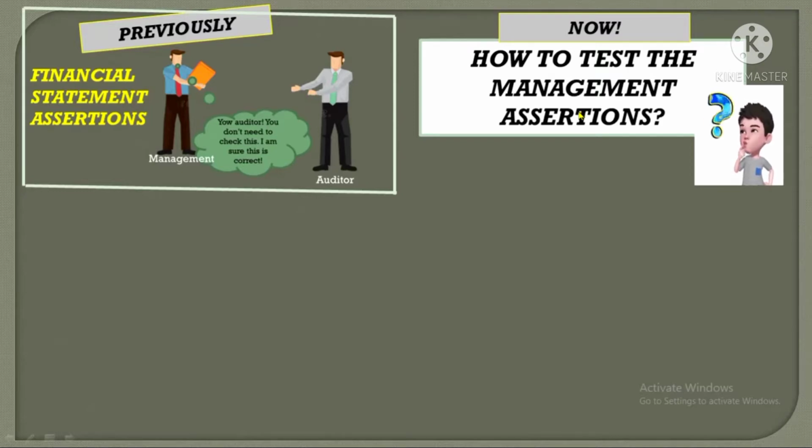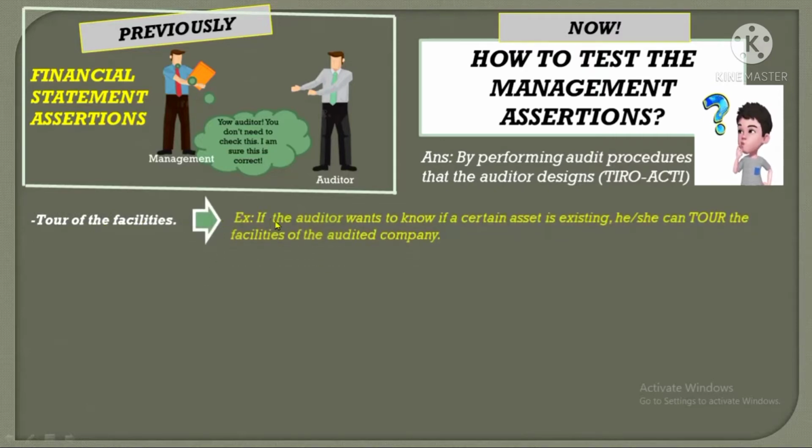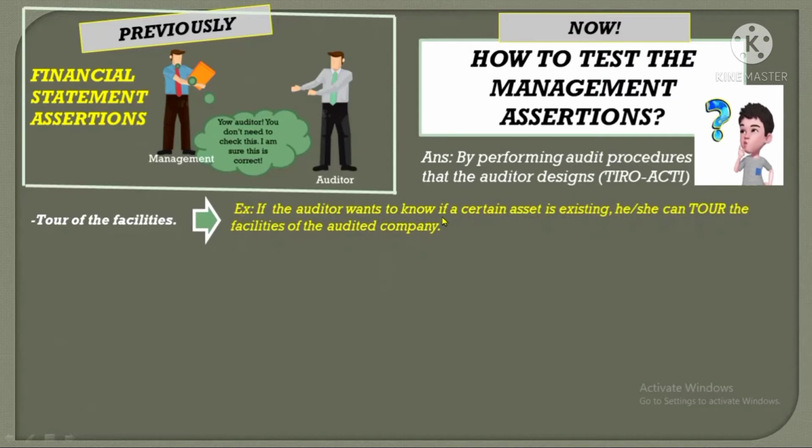Let's answer that directly. The management assertions can be tested using different financial audit techniques, designed by you as the auditor, of course. Those audit procedures that we are going to talk about in this episode are the TIRO ACTI. So let's start with T, which pertains to tour of the facilities. Example, if the auditor wants to know if a certain asset is existing, he or she can tour the facilities of the audited company.